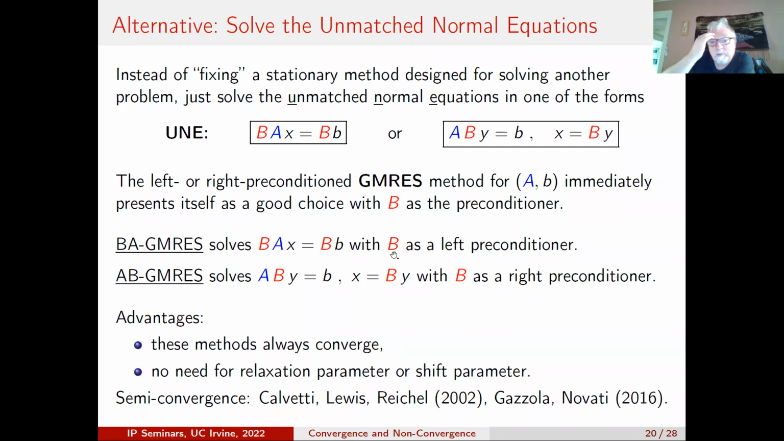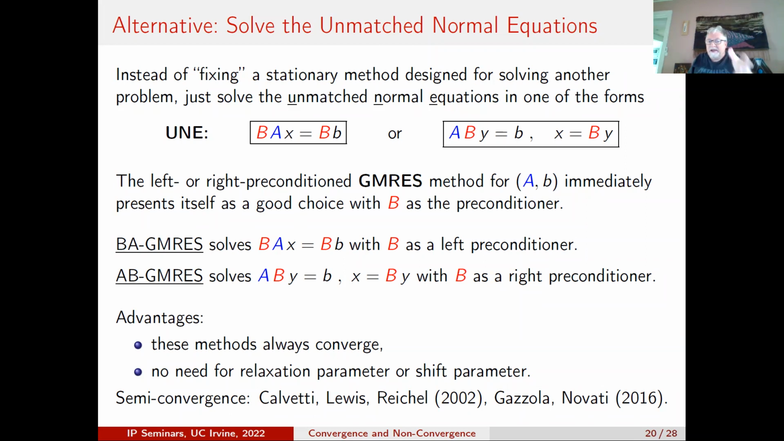So you see that the matrix B here acts as a kind of left preconditioner for Ax equals b, or you can apply GMRES to this system here and then go from y back to x by multiplying with B, and then you have the AB method here, right? I thought that this goes back to work done by Ken Hayami from Japan, and he has written several papers about this.